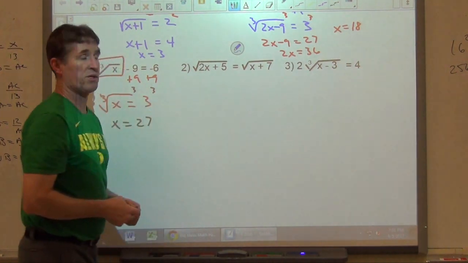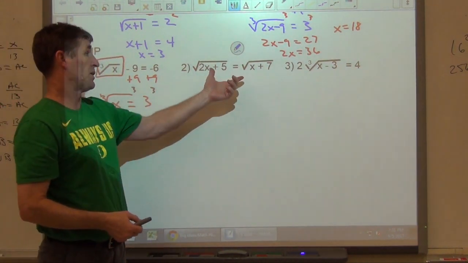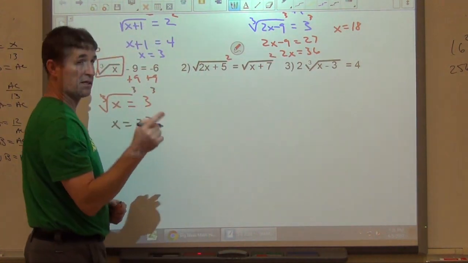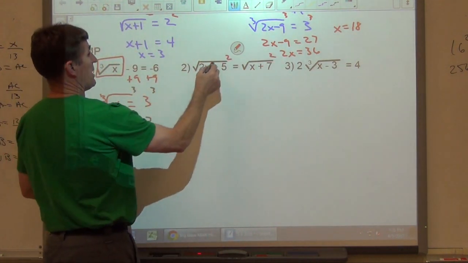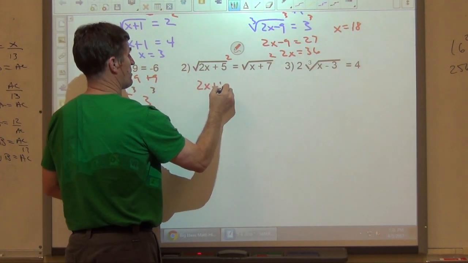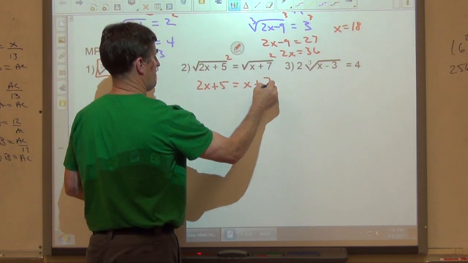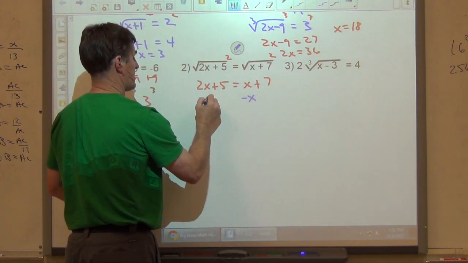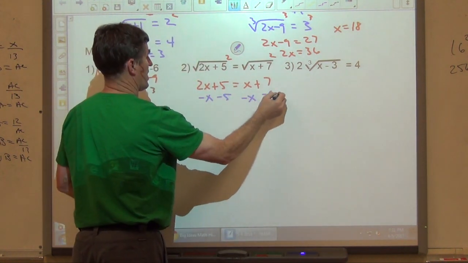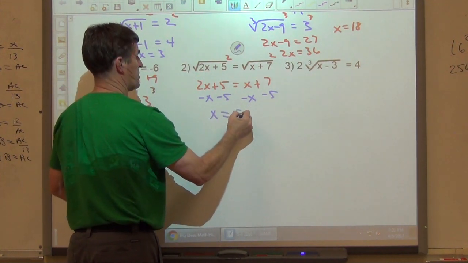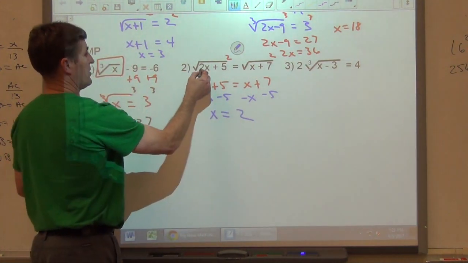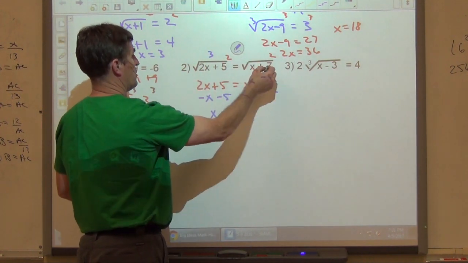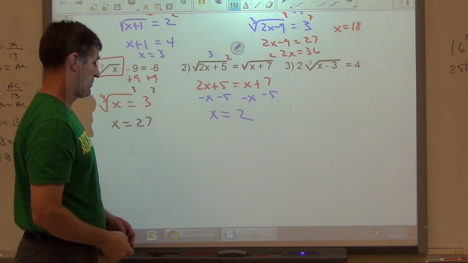because there's a radical on both sides. So when we have this, we just have to square both sides. Makes it fairly easy. There are some more complicated ones later. But these squares cancel, so we get 2x plus 5 equals x plus 7. And then I'm going to subtract the x and move the 5 to the other side. And so we get x equals 2. Check it. 2 times 2 is 4 plus 5 is 9, so the square root of 9 is 3. 2 plus 7 is 9, the square root of 9 is 3, so we're done.